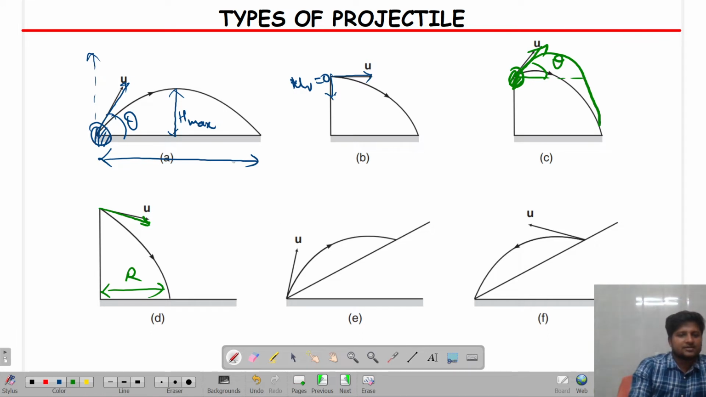Second, these are the normal ones. This one is given in every kind of book: projectile 1, projectile 2 is given in every book, projectile 3 is not given, projectile 4 is not given, projectile 5.